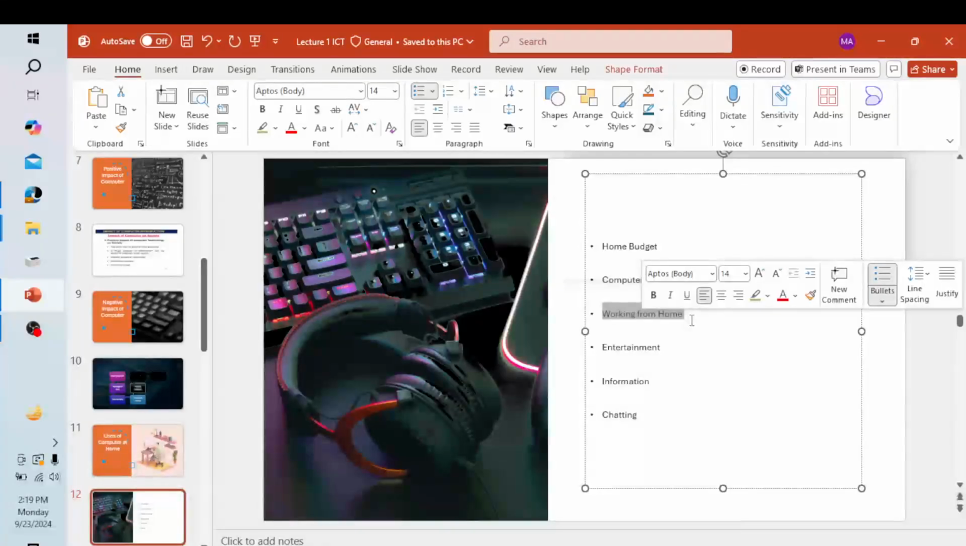Okay, now we will discuss it. People can manage the office work at home. The owner of the company can check the work of the employees from home. He can control his office while sitting at home.